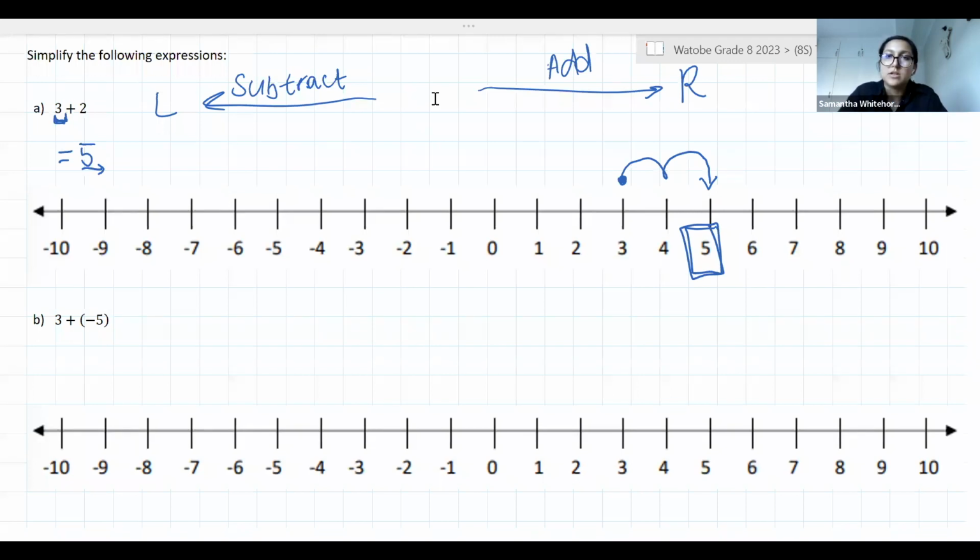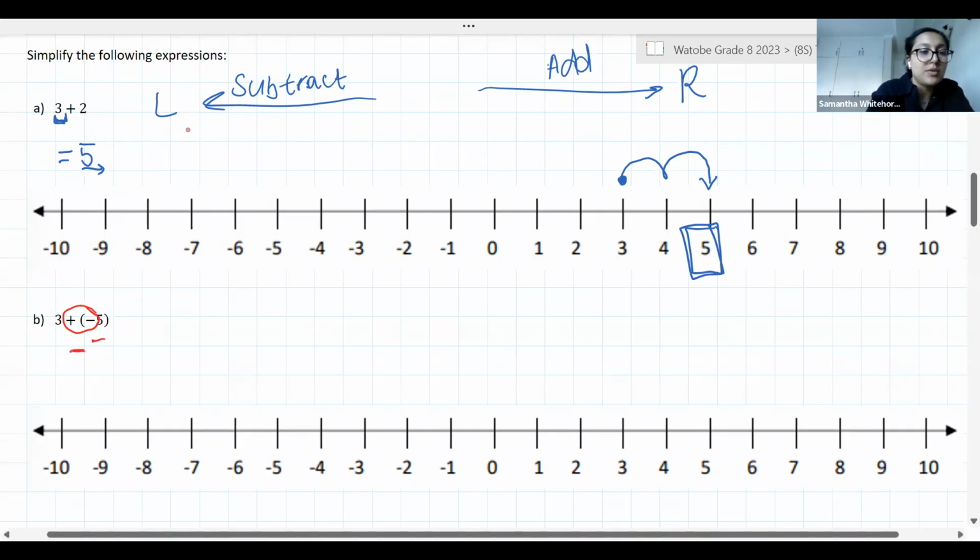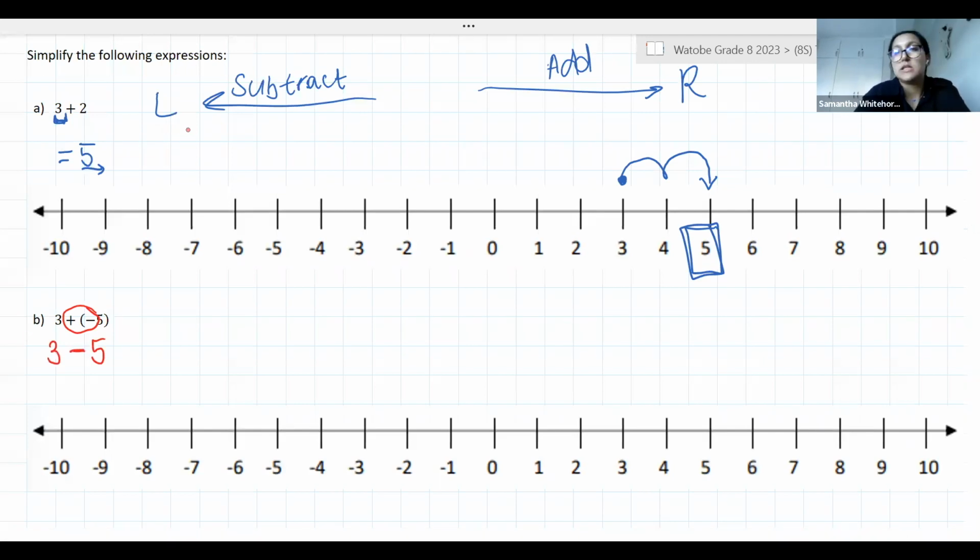Now, when we have negatives, we need to be careful of the sign. That's really the important thing. So when we have a plus and a minus right next to each other, like we do here in question B, we need to remember that that actually means that I'm working with a negative sign. So I'm working with a negative 5. And so what this expression is telling me to do is to take 5 away from 3.